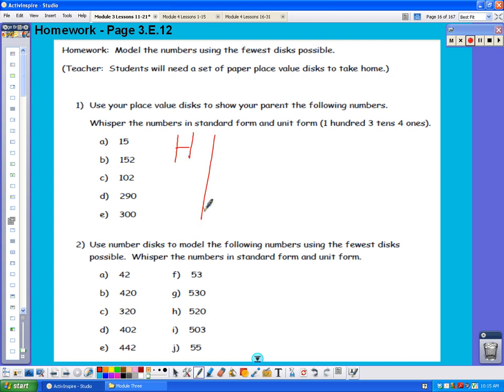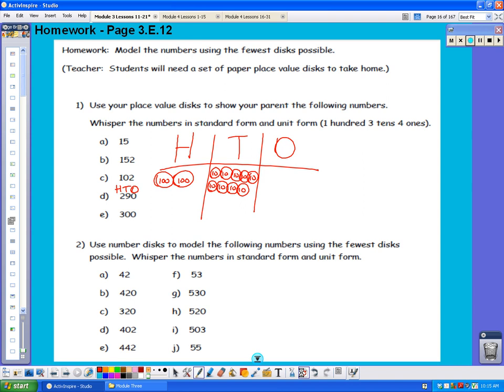Draw my place value chart and label my number. 290. I have 2 hundreds, 9 tens, and 0 ones. So I'm not going to have anything in my ones place. So to say this in unit form, we would say 2 hundreds, 9 tens.